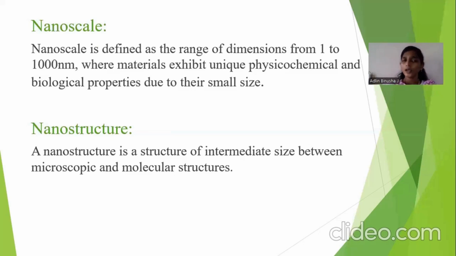What is nanostructure then? A nanostructure is an intermediate size between microscopic and molecular structure. It is an intermediate size between microscopic, also very small, and molecular structure. Nanostructure is in between these two.